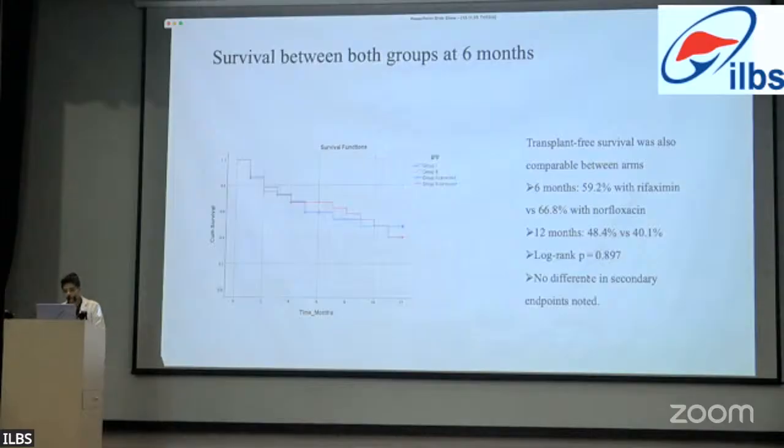Regarding survival between both groups, there was no significant difference between the rifaximin and the norfloxacin arm. Transplant-free survival was comparable between groups. At 6 months, it was 59% with rifaximin and 66% with norflox. At 12 months, it was 48 and 40%. No difference in secondary endpoints was noted.